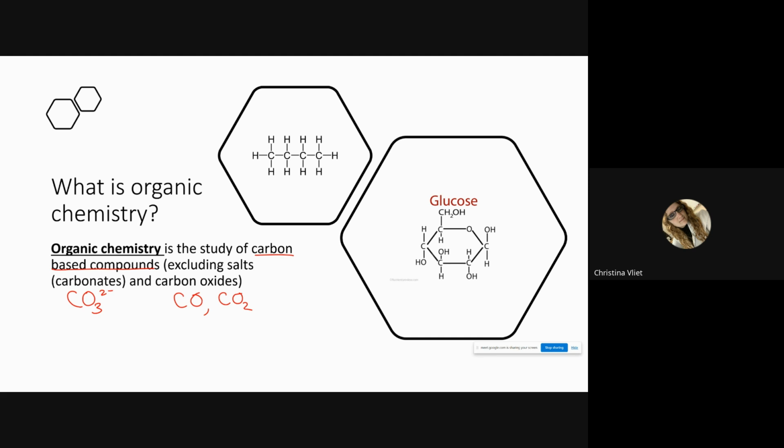Good so far? So, the study of carbon-based compounds. If it's got carbon in it, you can assume that it's organic, with very few exceptions. All of our biomolecules, like carbohydrates, proteins, lipids, they're all organic chemicals. If you study biology, you will be studying a lot of organic chemistry.